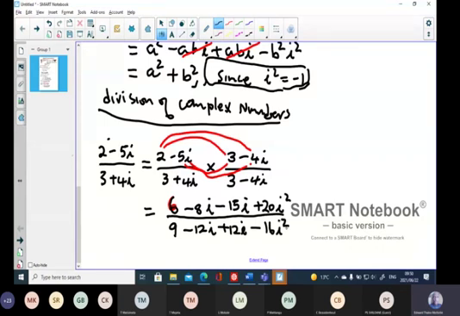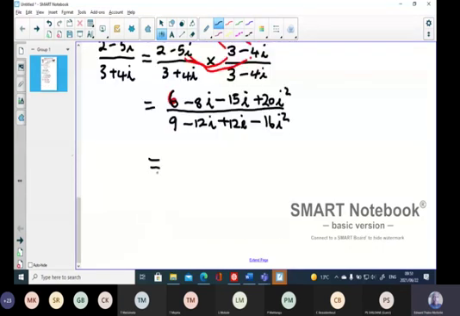Okay, so this is equivalent to, now we look for like terms. So we have 6 minus 13i minus 20, all over. Now these two, you can check they are the same, so they'll get rid of each other. Now we have 9 minus 16 minus 16.